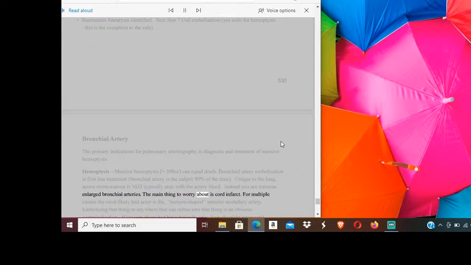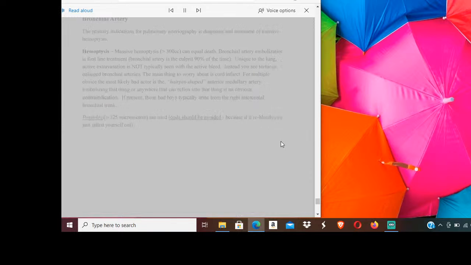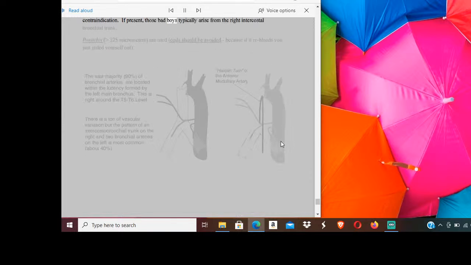The main thing to worry about is cord infarct. For multiple choice, the most likely bad actor is the hairpin-shaped anterior medullary artery. Embolizing that or anywhere that can reflux into it is an obvious contraindication. If present, those typically arise from the right intercostobronchial trunk. Particles 325 micrometers are used. Coils should be avoided because if it rebleeds you just jailed yourself out.